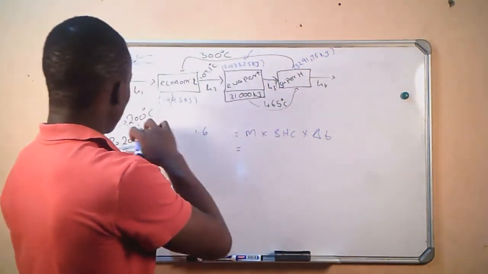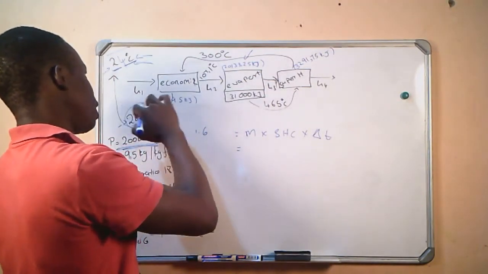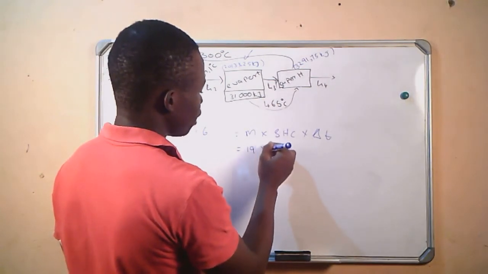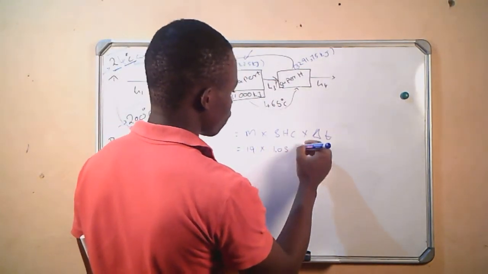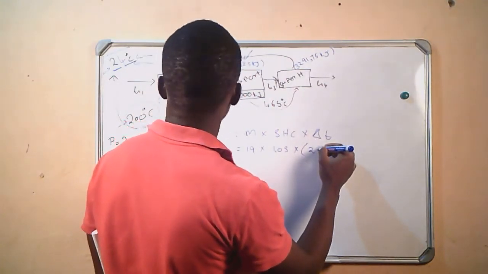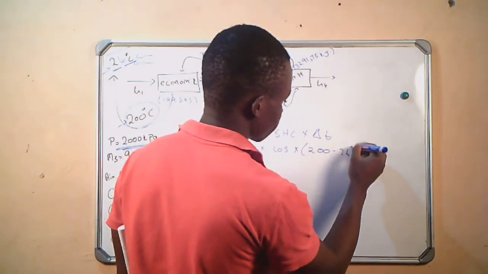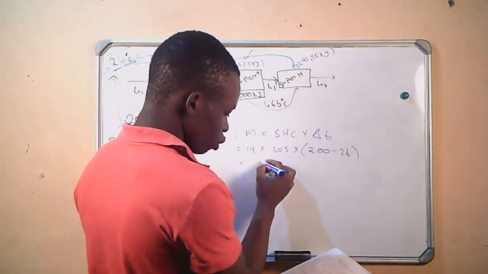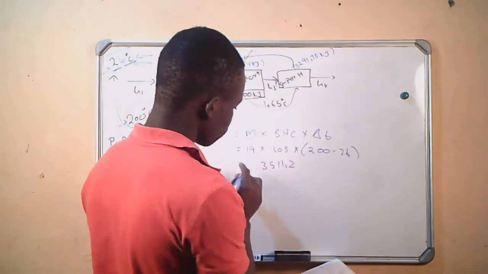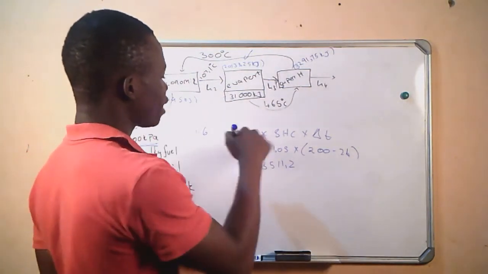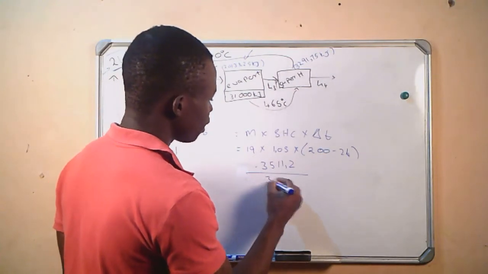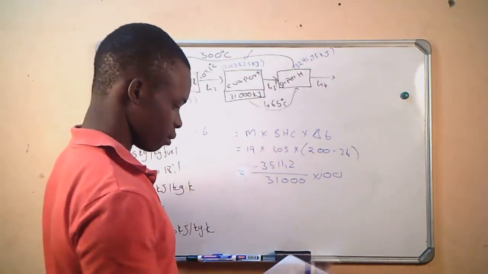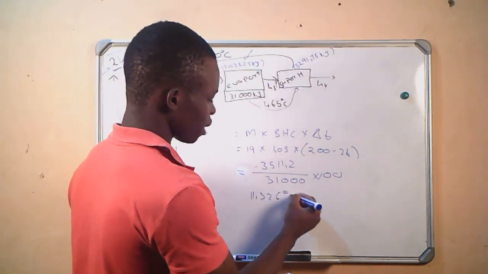And we want the heat that was lost through this transition from 200 degrees Celsius to 24 degrees Celsius. We are going to say the mass of fuel gases, which is 19, times 1.05, which is the specific heat capacity, and then the change in temperature is 200 minus 24, which will give us 3511.2. And then we want to find out in percentage how much this is from the total heat that was produced by the coal, and we say times 100, and we get that it is 11.326%.